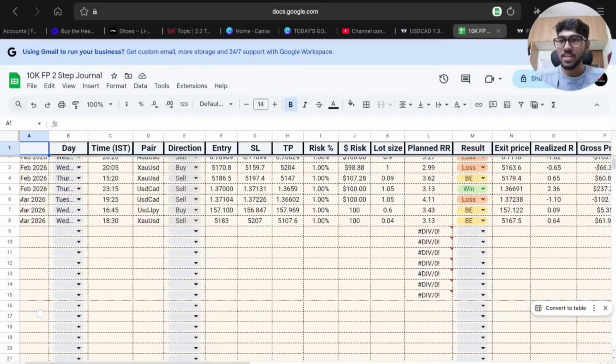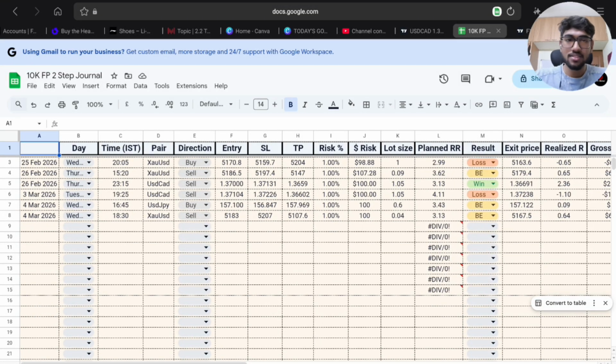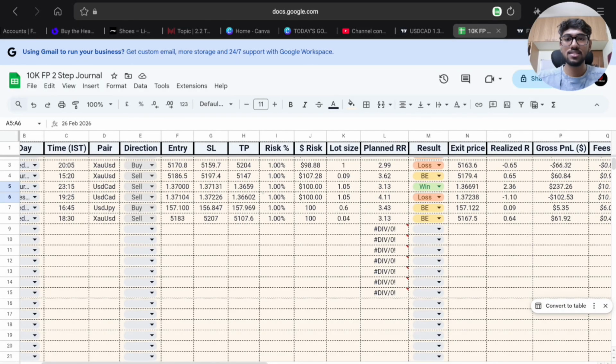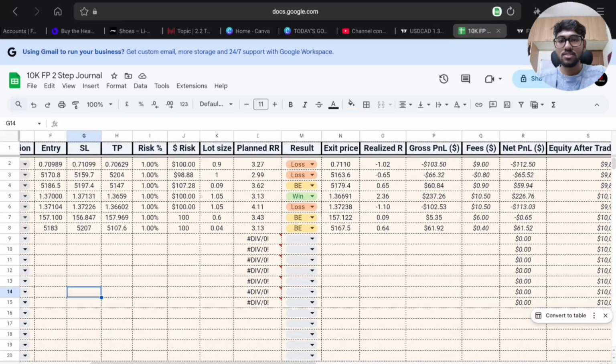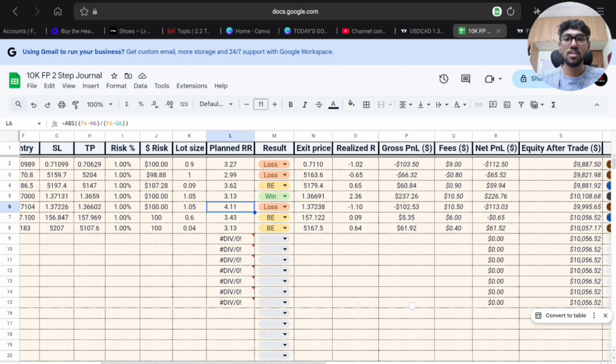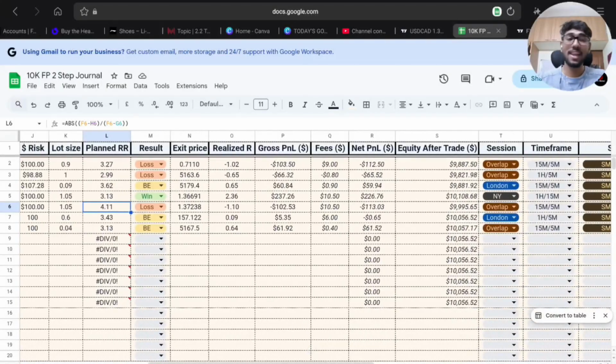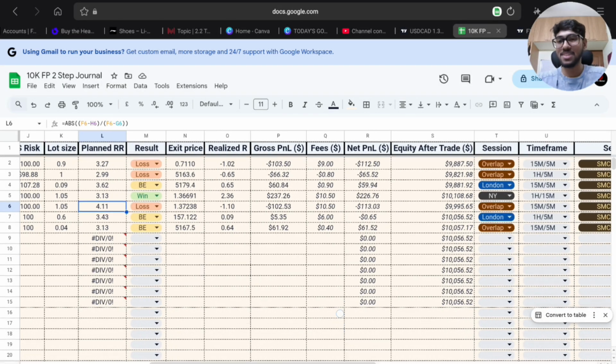Yeah, this is my 10K FundingPips two-step journal. You can see on the 3rd of March, there was a Tuesday, market around 7:25 PM IST is my entry, and it was taken in USDCAD, it was a sell. You can see the entry, SL, TP. I've risked 1%, which in dollars is about $100. And this is the lot size that I took, 1.05. You got your 4.11, which was the planned RR, but things didn't go as planned.